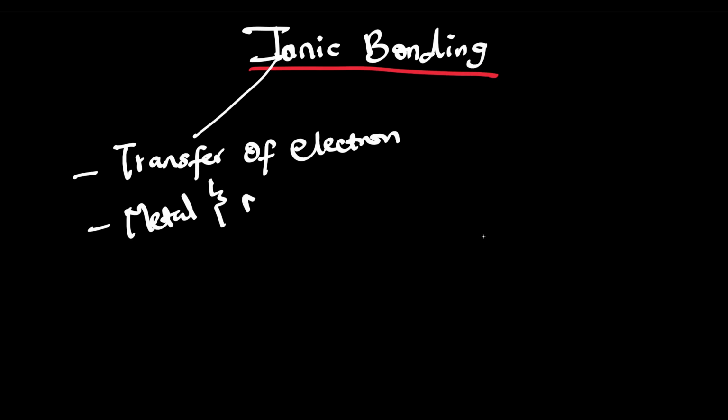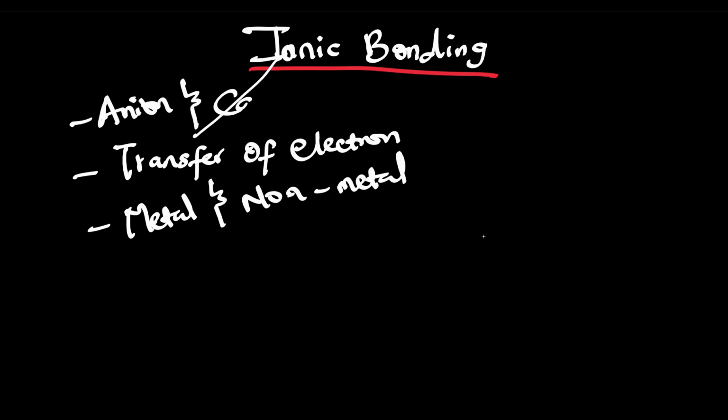The second point I gave was that it occurs between a metal and a non-metal, right? And in this kind of bonding, an anion and a cation are formed.